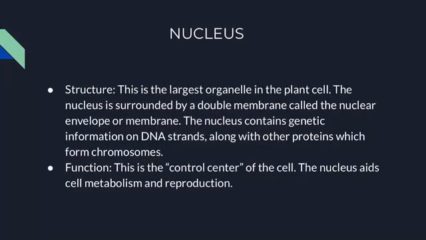Now here is the nucleus. This is the largest organelle in a plant cell. The nucleus is surrounded by a double membrane called the nuclear envelope or membrane. The nucleus contains genetic information on DNA strands, along with other proteins which form chromosomes. The function is that this is the control center of the cell. The nucleus aids cell metabolism and reproduction.